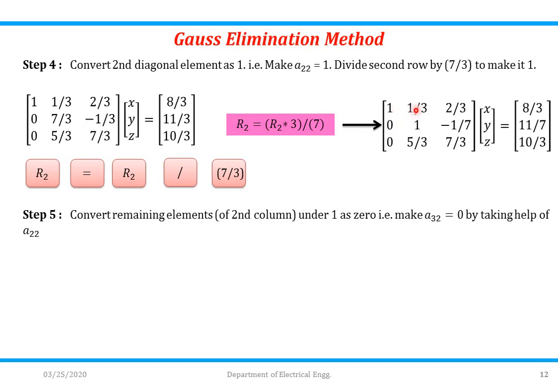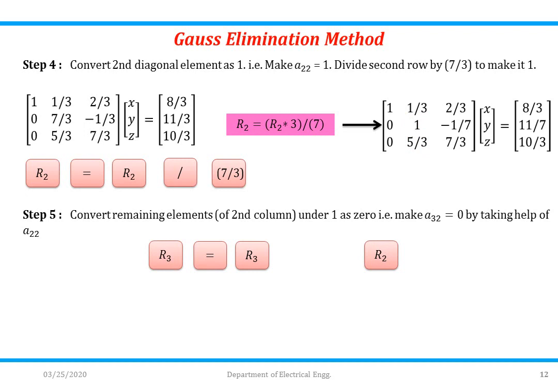Now, if I want to make this element a 0 in this particular column, then you have to take help of this element, which is R2. Again, this is a diagonal element. And so, let's perform the operation. How to do it? I want to make a change in which row? R3 equals R3. Now, in order to make this element 0, I want to take help of this element which is present at R2.